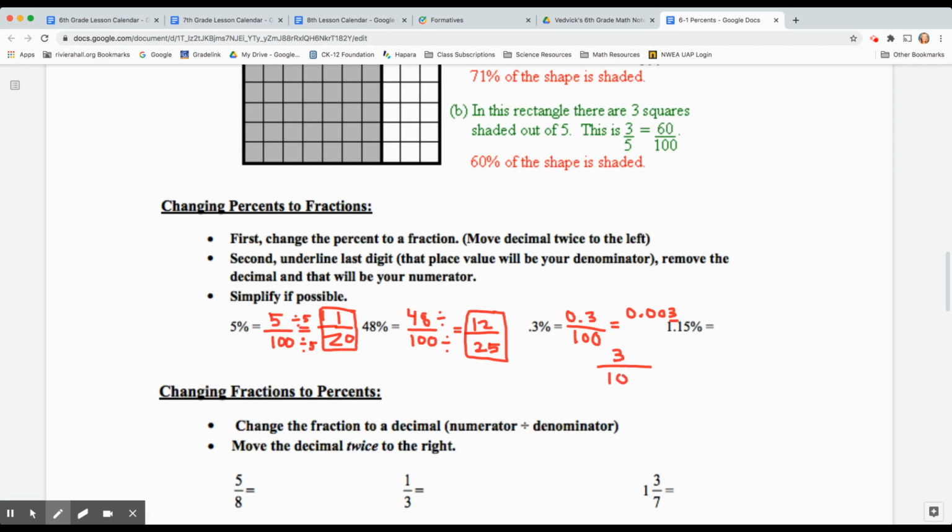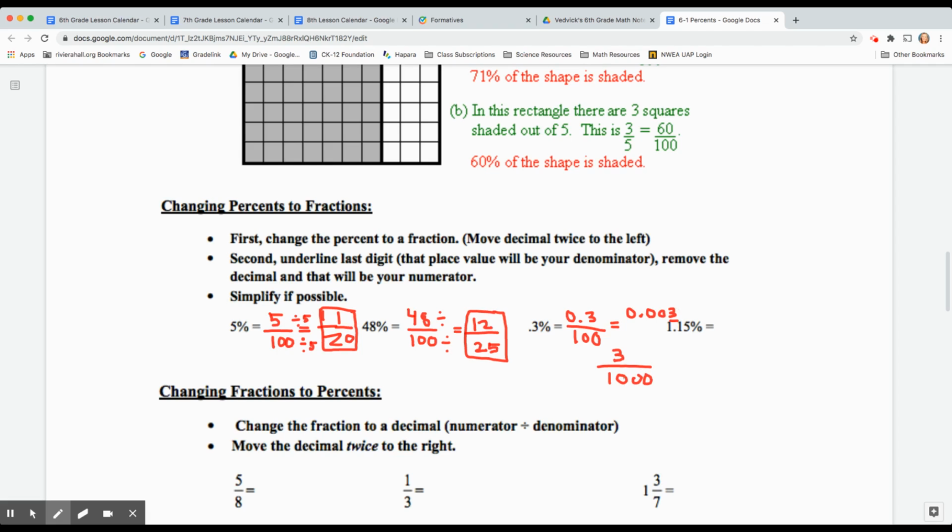So if you see a decimal number, you must first divide it by 100, which means move the decimal 2 places left, like this guy. Then look at the last digit, say what place value you are in, and then put it over that. So again, tenths, hundredths, thousandths. So I'm going to go ahead and put it over 1,000.